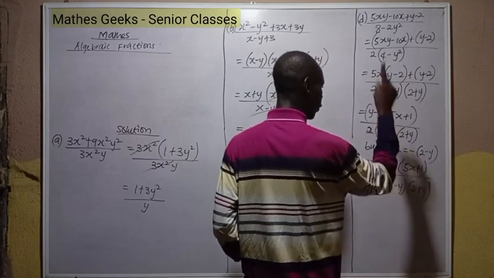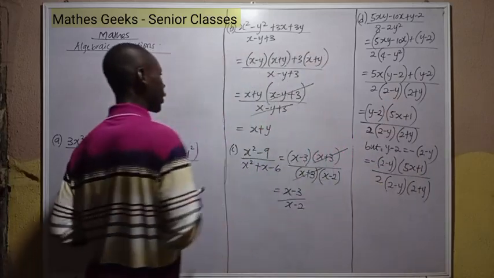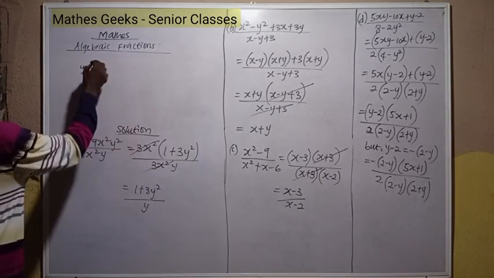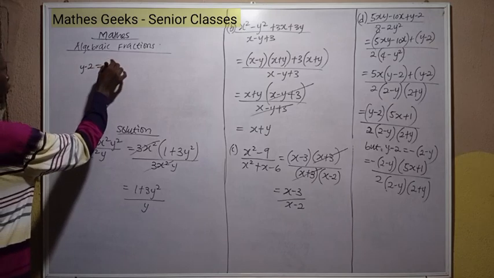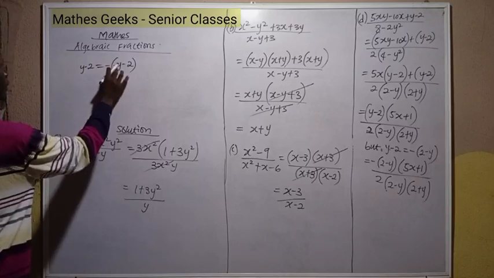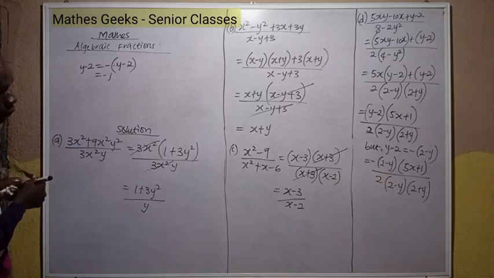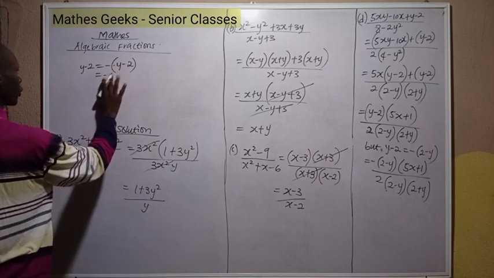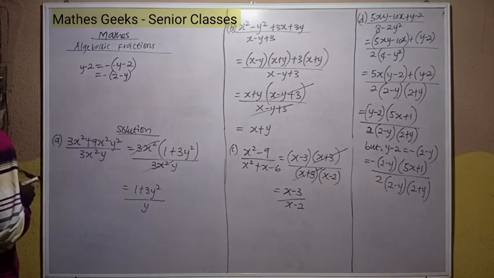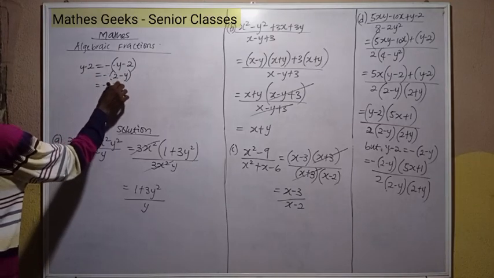But what we have here is y minus 2, and there's no way y minus 2 can cancel 2 minus y. So there's a way we can do it, instead of leaving it like that. We know mathematically that minus times y will give us minus y, and minus times minus 2 will give us plus 2. So if you open the bracket, this will give us minus 2 plus y.